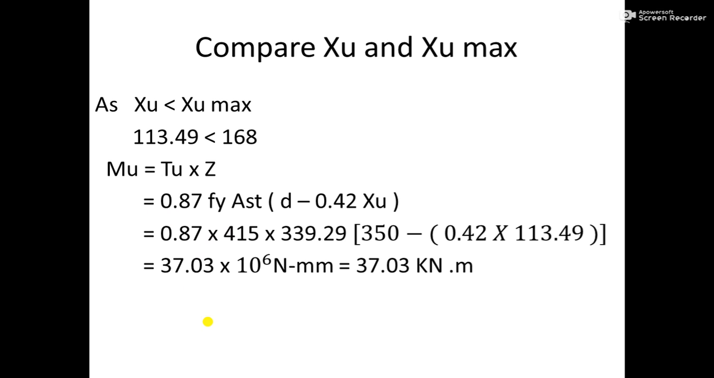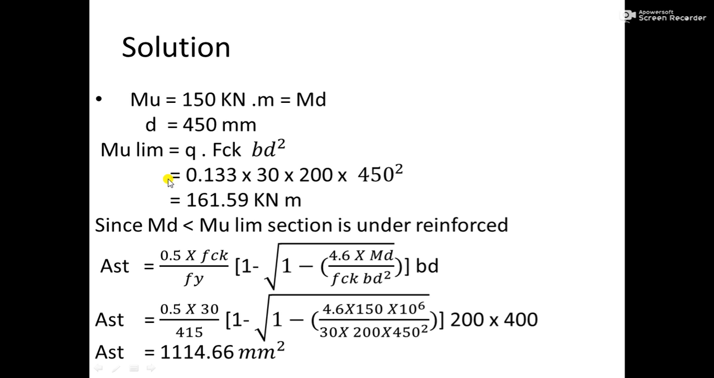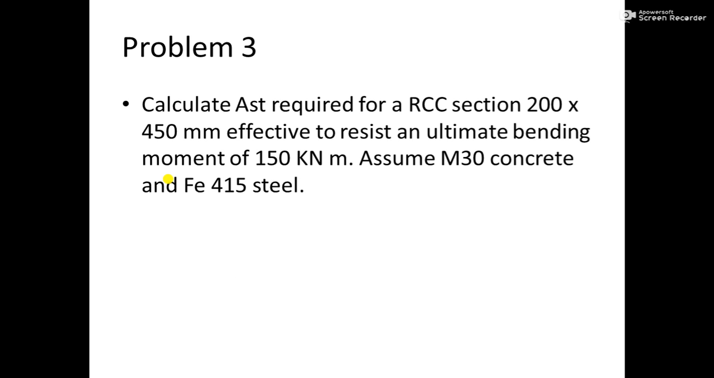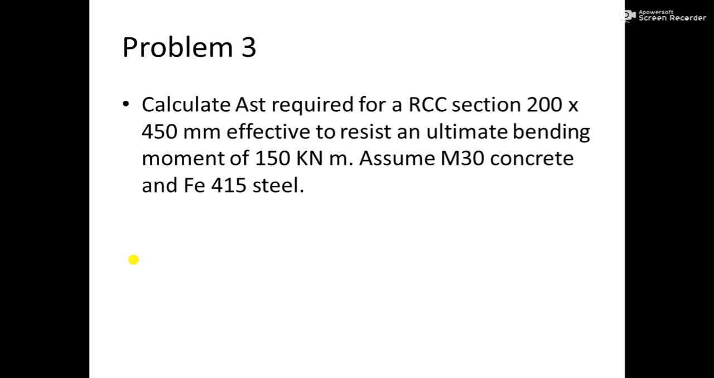Comparing xu and xu max to decide the section. Since the xu is less than xu max, the section is an under-reinforced section. So if the section is under-reinforced, you have to calculate the moment of resistance by equating Tu into z, and if it is over-reinforced, you have to equate Cu into z, that is Tu, 0.87 fy Ast, into d minus 0.42 xu. Put all these values and calculate the moment of resistance. This is the first problem.